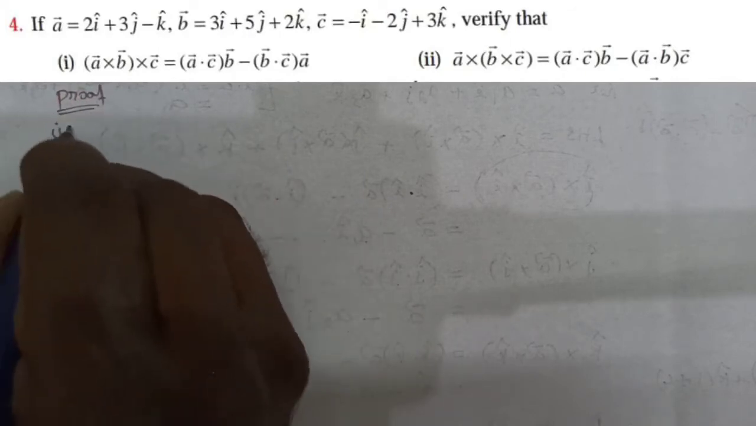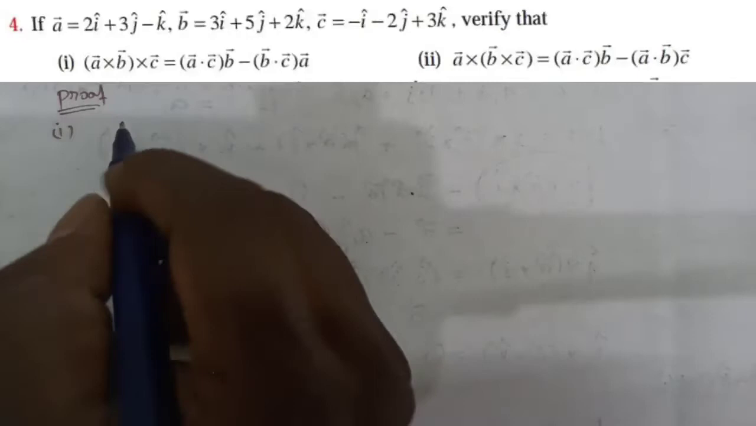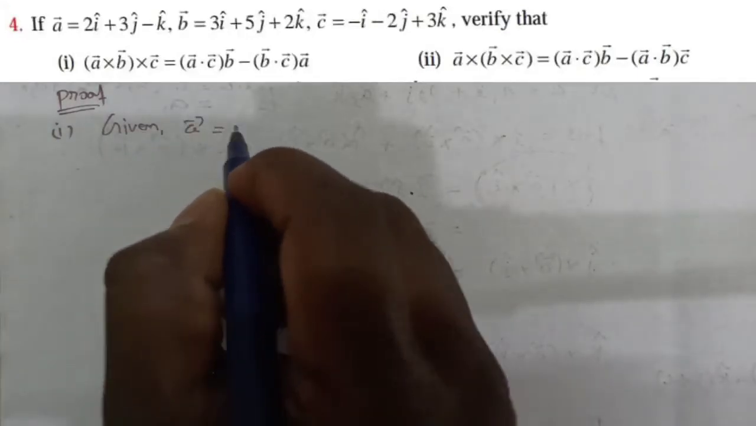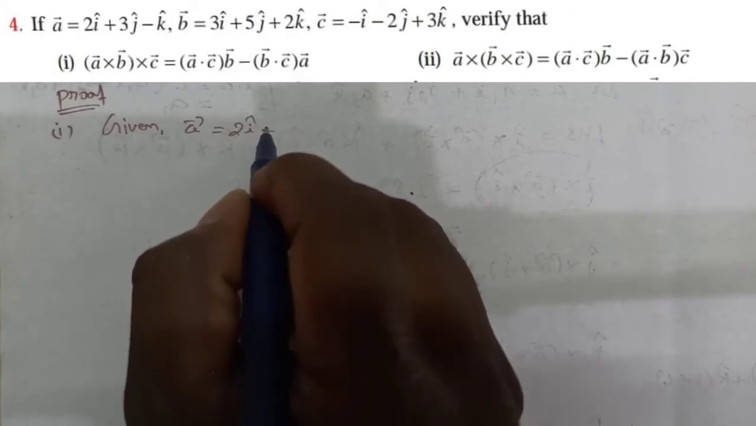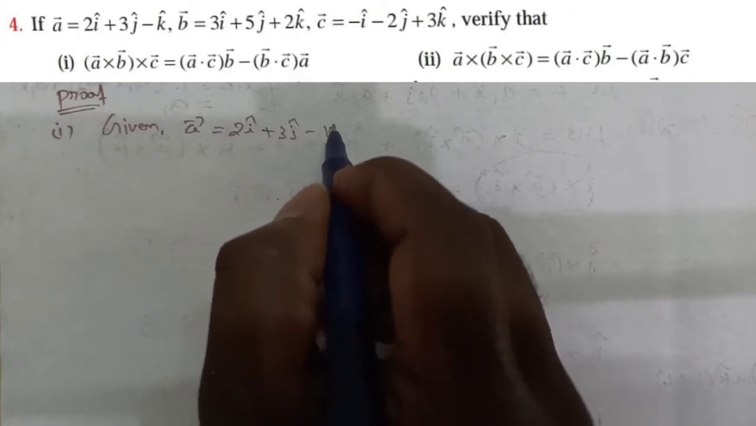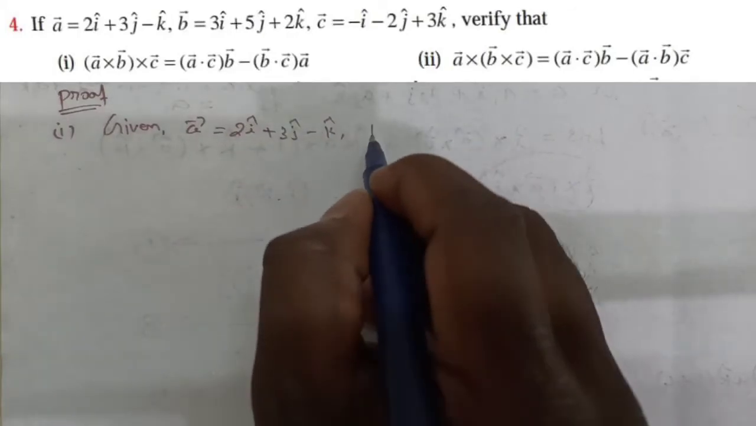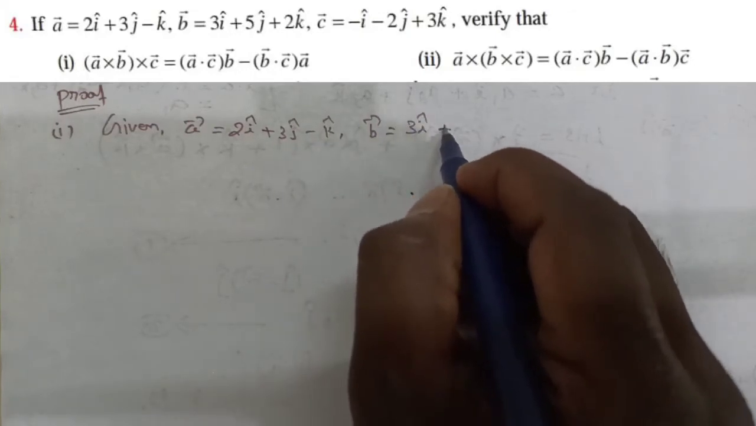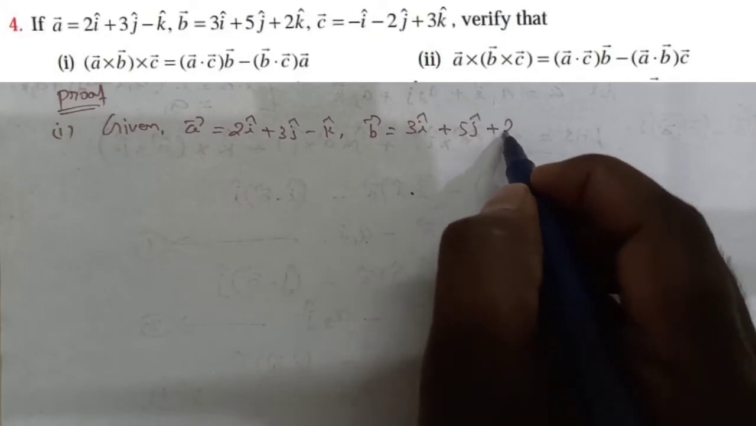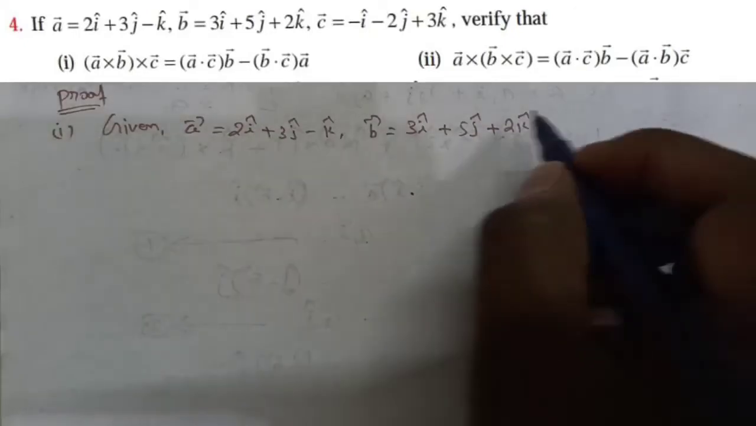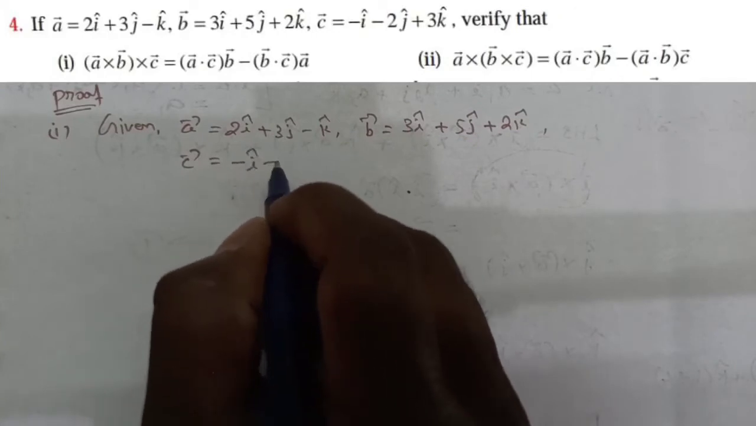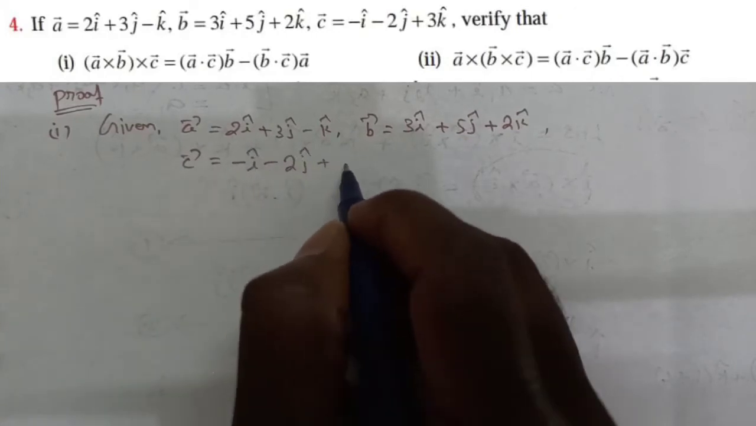Let's look at the first one. Before proving it, what is given: a vector equal to 2i cap plus 3j cap minus k cap. Next b vector value is equal to 3i cap plus 5j cap plus 2k cap. So next c vector value is equal to minus i cap minus 2j cap plus 3k cap.